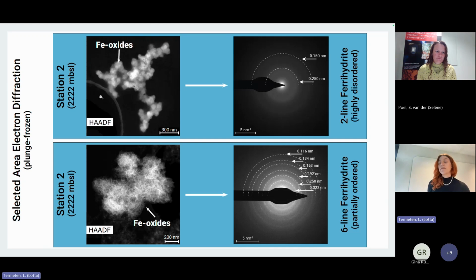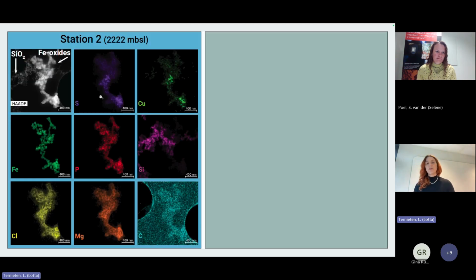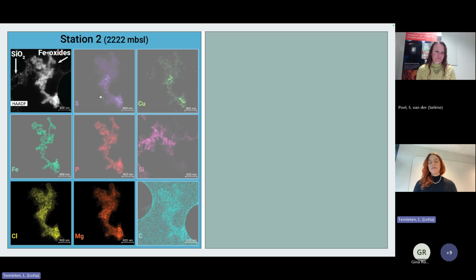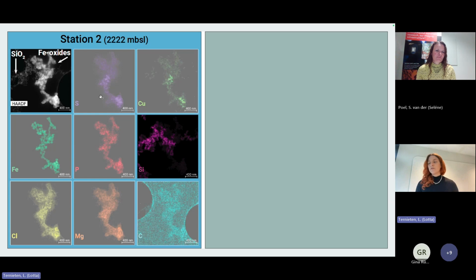We then also looked at the chemistry of these particles using EDS, so energy dispersive spectroscopy. And here are maps of one specific example. And you can see that the iron and the phosphor is really in the center of this iron colloid. And then the chloride and the magnesium is a little bit more spread, and it's covering the whole colloid. We also recognized some silica, which is actually quite common in our samples. So they were often co-occurring with our iron particles.